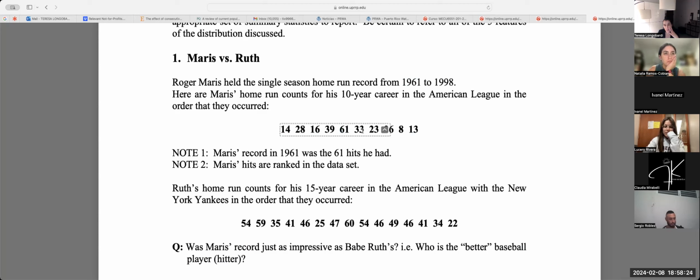So between the two of them, how would you defend your choice as the better or best baseball player, comparing these two? Who's the best? Do you think it is Maris because he got 61 home run hits? Or do you have a reason to pick Ruth instead?